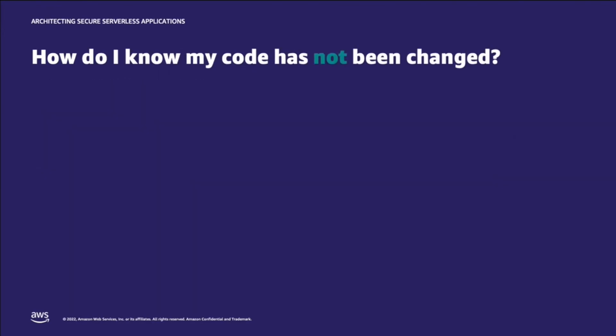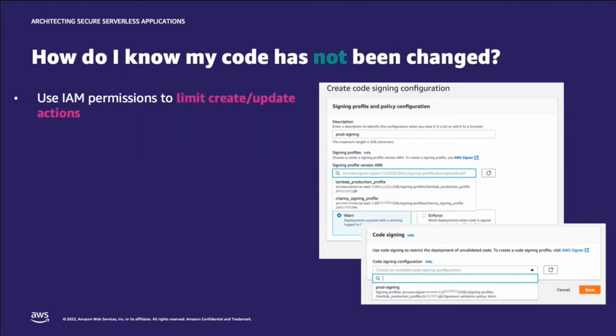One additional thing: how do I know my code has not been changed? This is really straightforward and really simple. Basically, as mentioned earlier, use IAM permissions to limit create and update actions. But on top of that, use AWS Config and CloudTrail to make sure there's nothing happening behind the scenes.